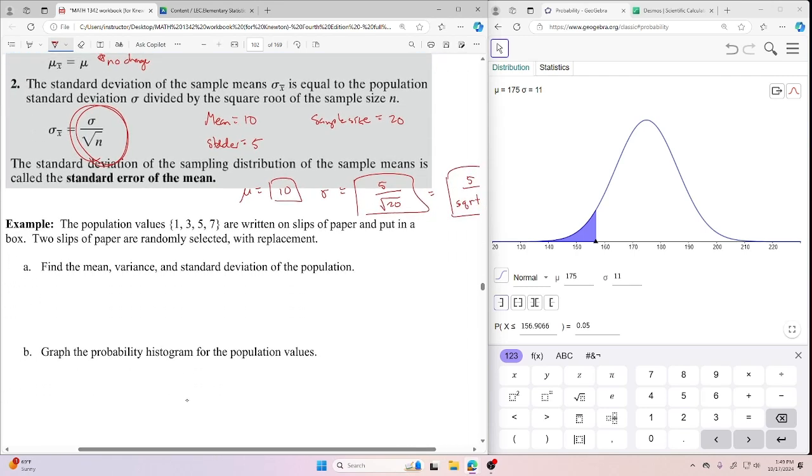So, it says the population values of this much, 2 slips of paper. Whoa. Find the mean, variance, and standard deviation of this population. I don't think this is part of the homework, honestly, but we can find all this stuff, I guess. This is going to be so silly. I'm so sorry for you guys.